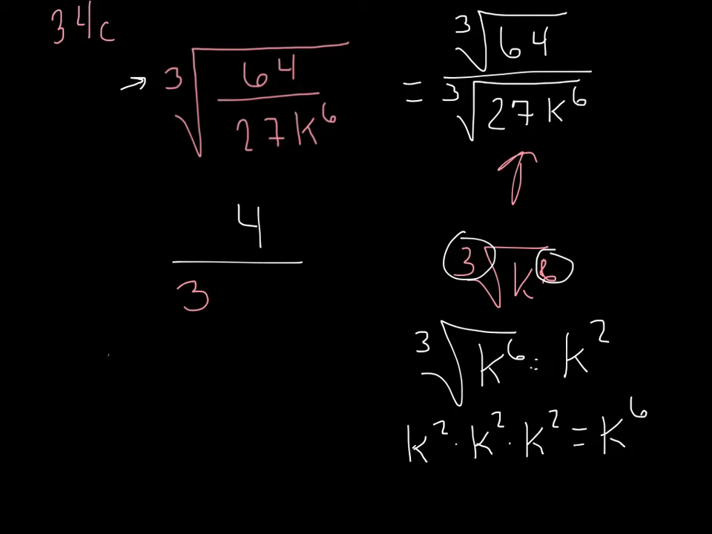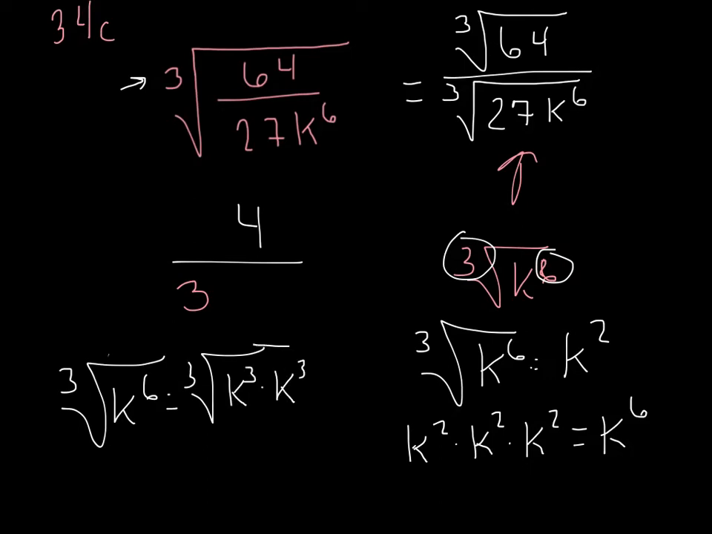Because this right here, the cubic root of k to the 6th, is the same thing as the cubic root of k to the 3rd times k to the 3rd. And so each one of those k to the 3rds, they cancel each other out. And so it's just k squared here in the denominator. So 4 over 3k squared would be our answer to that problem.